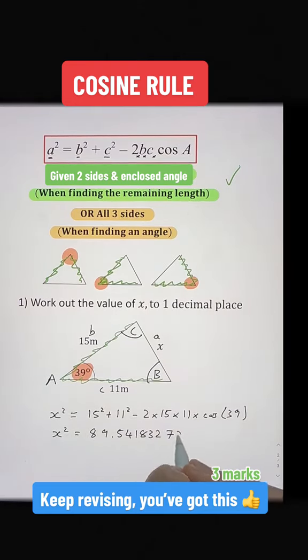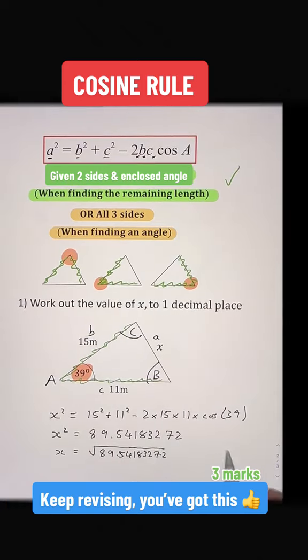89.54183272. But that gives me x squared, and I want to work out the value of x. Well, the opposite of squared is to square root my answer. So I'm going to square root everything on the right-hand side, which equals 9.5 when rounded to one decimal place. As it's a length, I know my other lengths are in meters, therefore my answer will also be in meters.